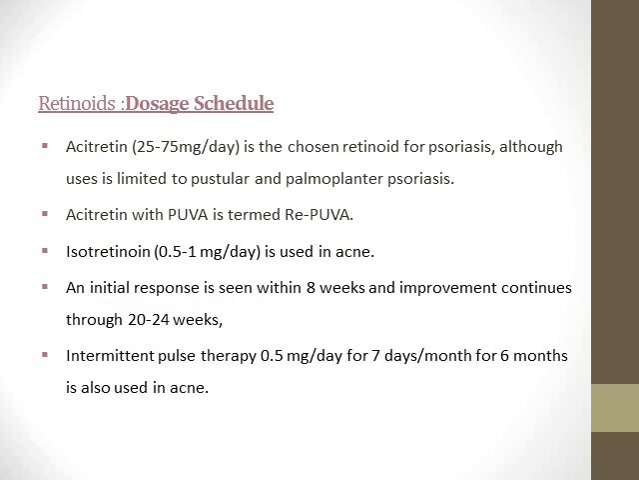Dosages we just discussed. Acitretin is available as 10, 25 milligram and 50 milligram capsules. So they are chosen accordingly for psoriasis, and more commonly we use them in pustular type of psoriasis. It can be combined with PUVA, what we call as re-PUVA. Isotretinoin is the one which is used in acne. We use a smaller dose initially, as 20 milligram per day, then we can increase it to 30 and 40 and up to 60.